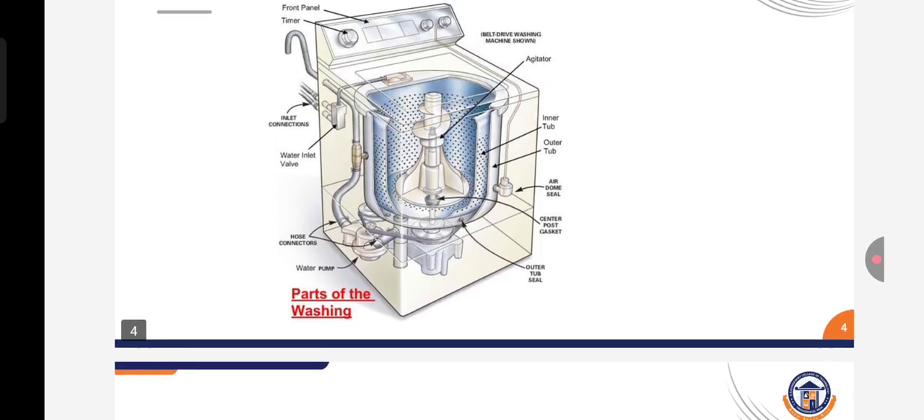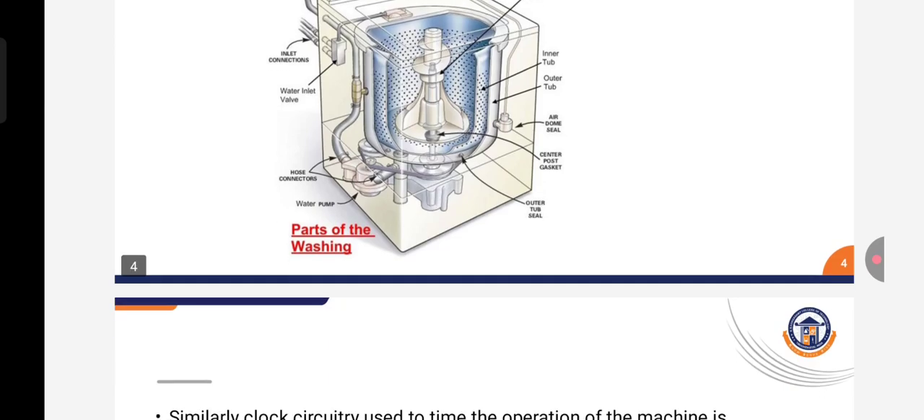And the drain pump. The drain pump enables removing the dirty water from the washing machine that has been used for the washing purpose.